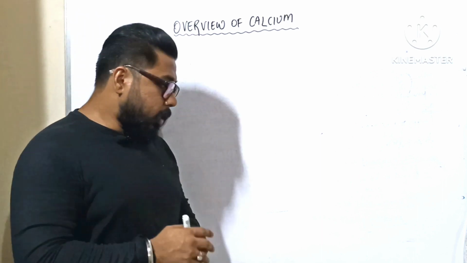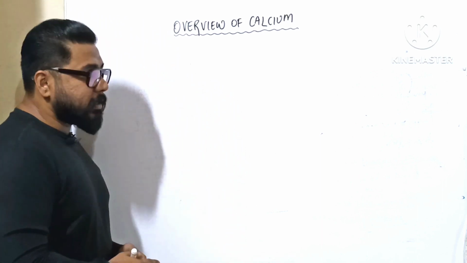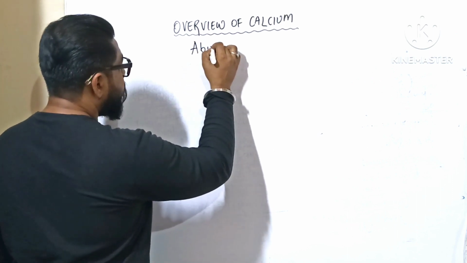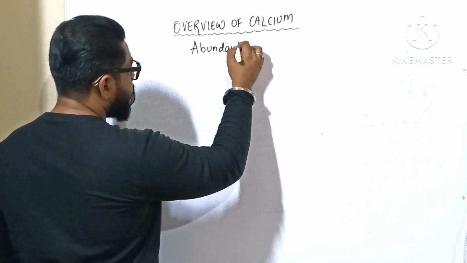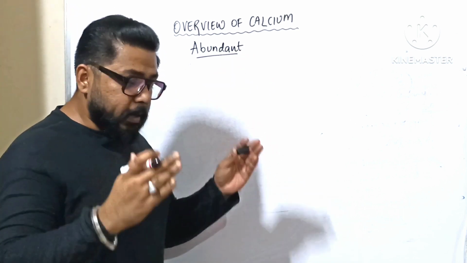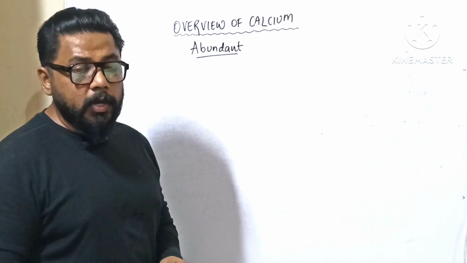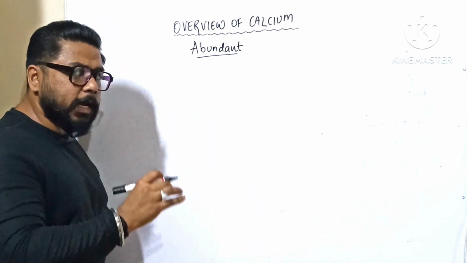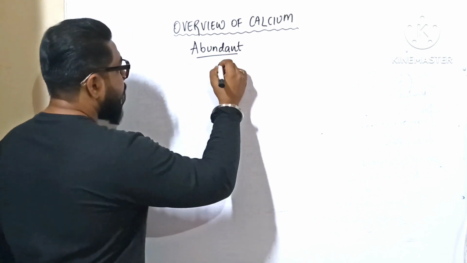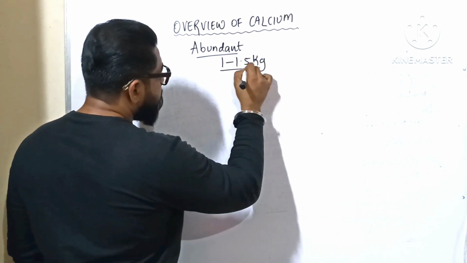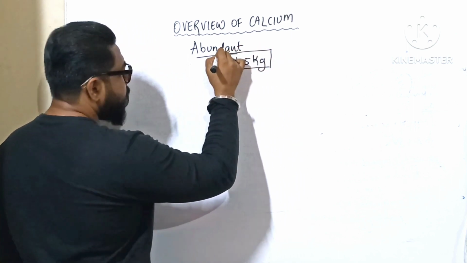Now let us start with calcium. Calcium is a mineral which is abundant in the body. Abundant means it is present in much higher amounts. Calcium is present in quite a large amount inside the body. How much calcium is actually present in the body? Around 1 to 1.5 kilograms.